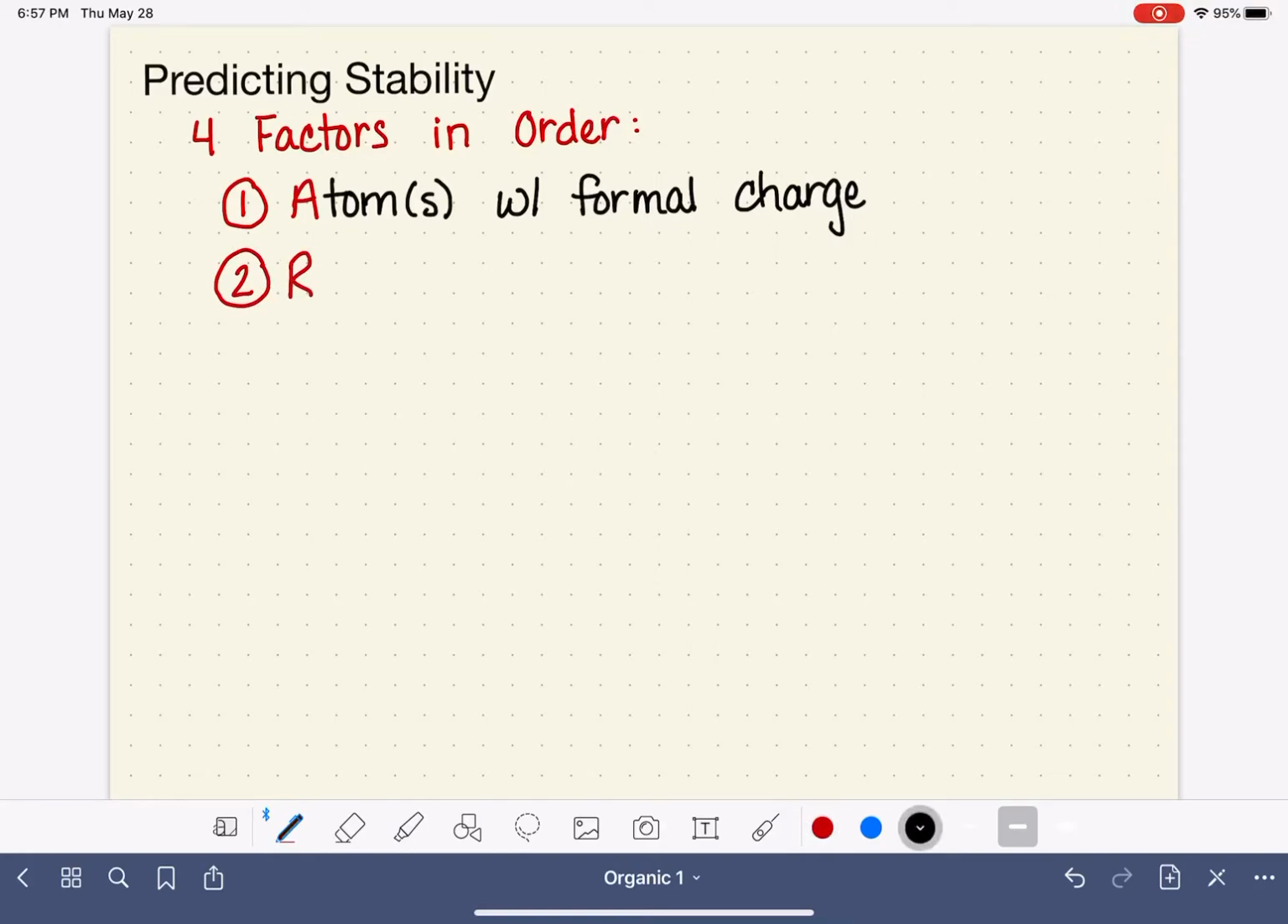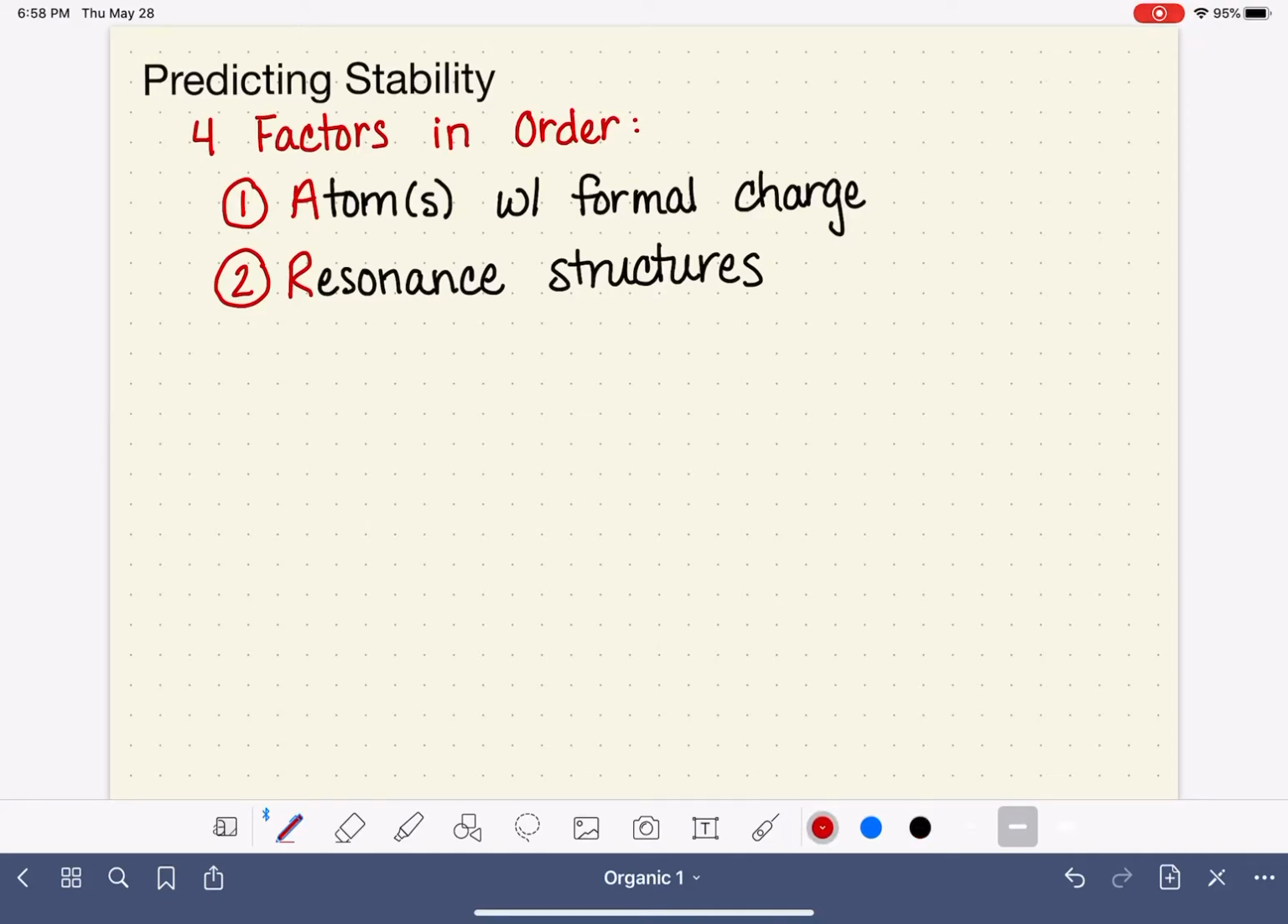And with factor number 2, we're going to be looking at resonance structures. And for this analysis, we are literally just looking at the volume of resonance structures. How many are there? The more resonance structures a molecule has, the better it is, because resonance structures help, as you know, they help spread out formal charges, they help spread out electron density, and things like that. So the more resonance structures a molecule has, the better and more stable it is.